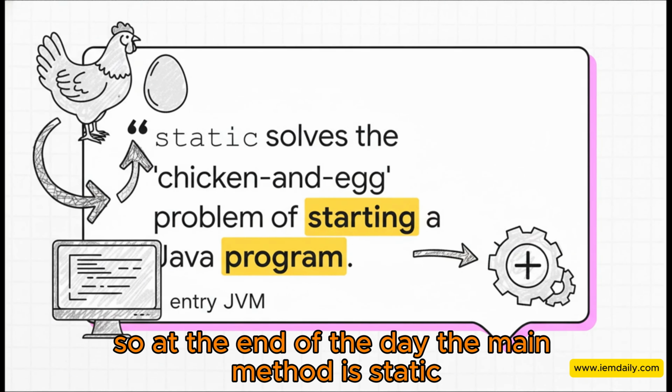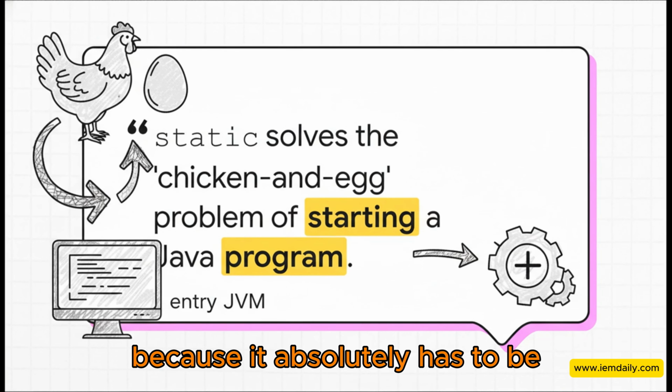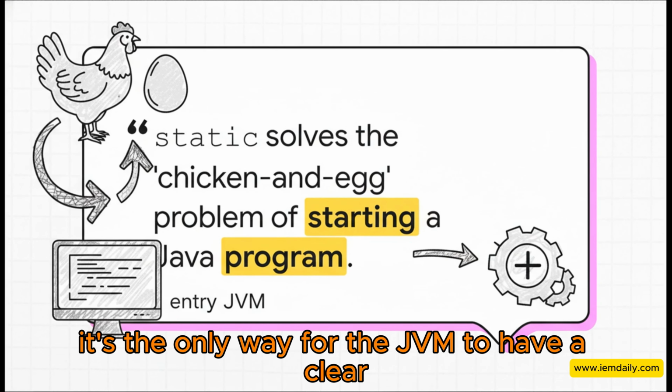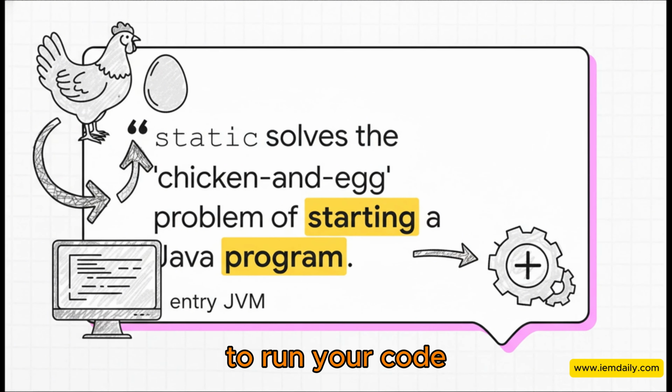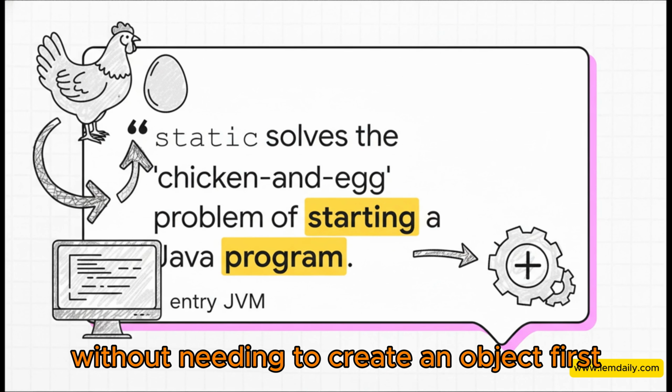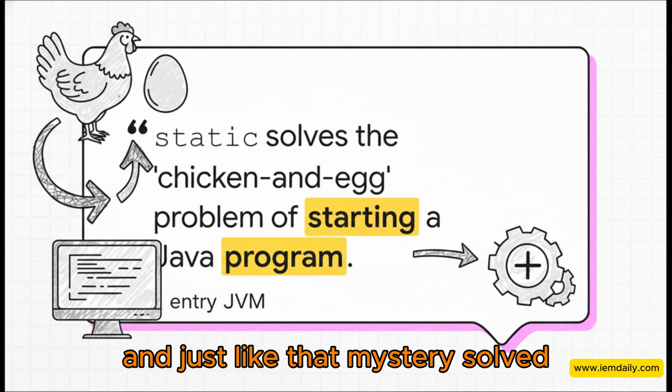So at the end of the day, the main method is static because it absolutely has to be. It's the only way for the JVM to have a clear, non-confusing starting point to run your code without needing to create an object first. And just like that, mystery solved.